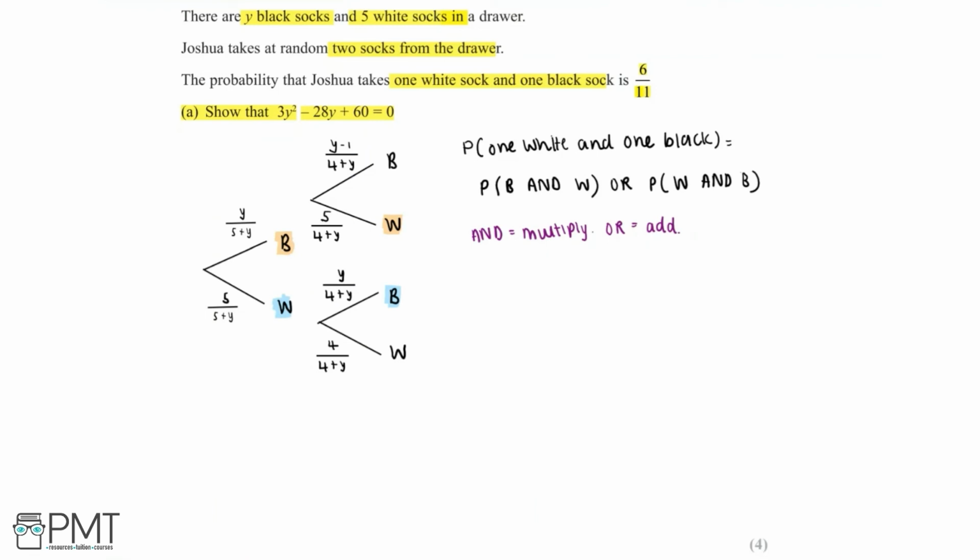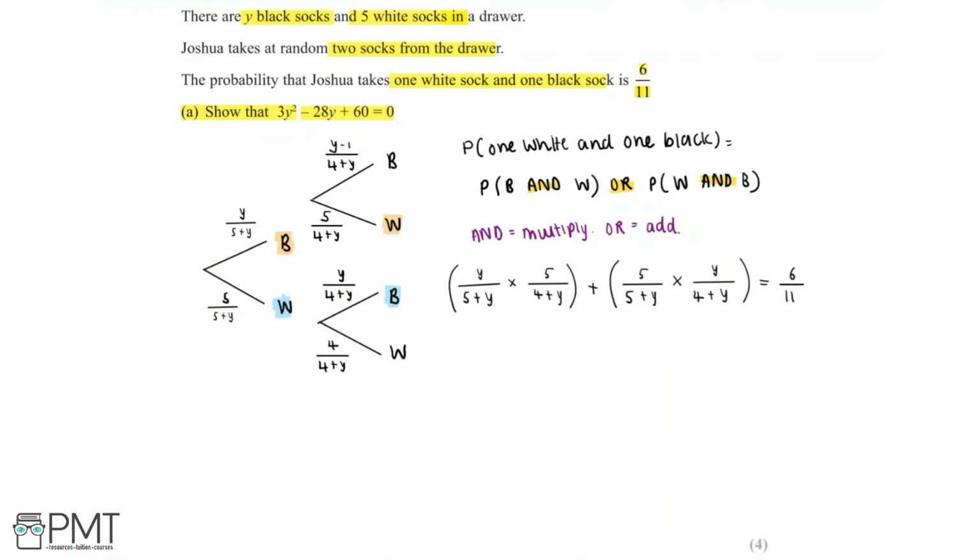So the probability of choosing a black sock first and then a white sock, now since we have "and", we said that we'll multiply, and so we'll do y over 5 plus y multiplied by 5 over 4 plus y. Now since the probability of finding 1 white and 1 black is the probability of finding black first and then white, or the probability of finding white first and then black, we're going to add the 2 probability combinations together. And then we need to do the probability of finding white first and then black, which will be equal to 5 over 5 plus y multiplied by y over 4 plus y. Now we're told that this is equal to 6 out of 11.